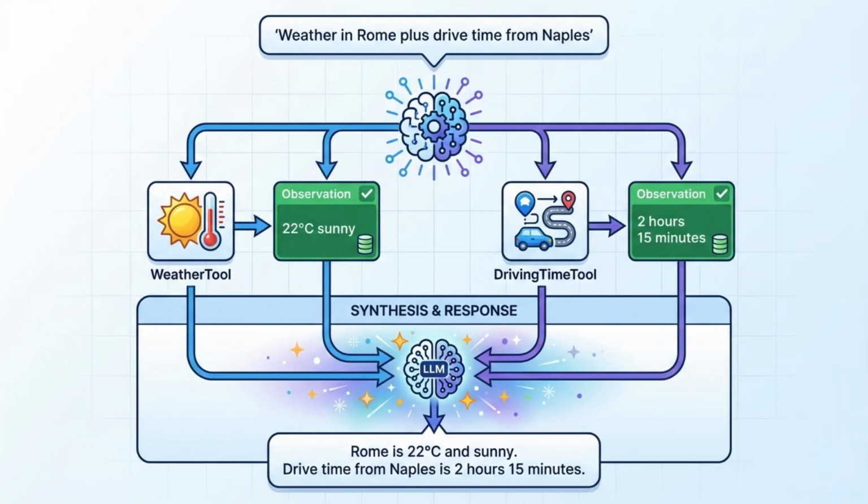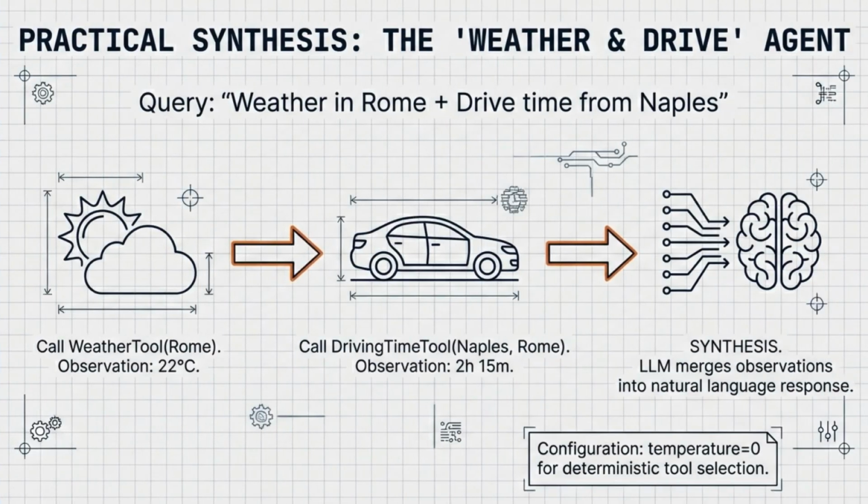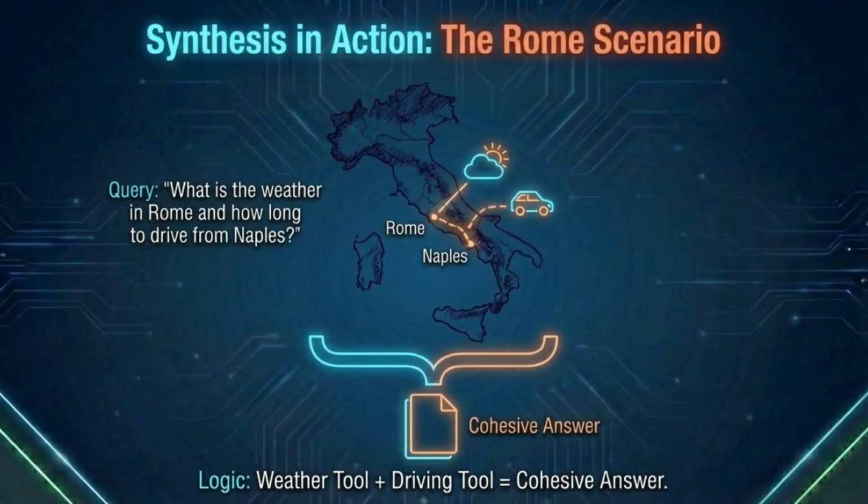Here's the payoff. Ask the agent, weather in Rome plus drive time from Naples. Watch what happens. It calls weather tool first. Observation, 22 degrees Celsius. Stores that. Then calls driving time tool. Observation, 2 hours 15 minutes. Then synthesis. The LLM merges both independent observations into one cohesive response. This is multi-tool reasoning. This is what separates toy demos from production systems.